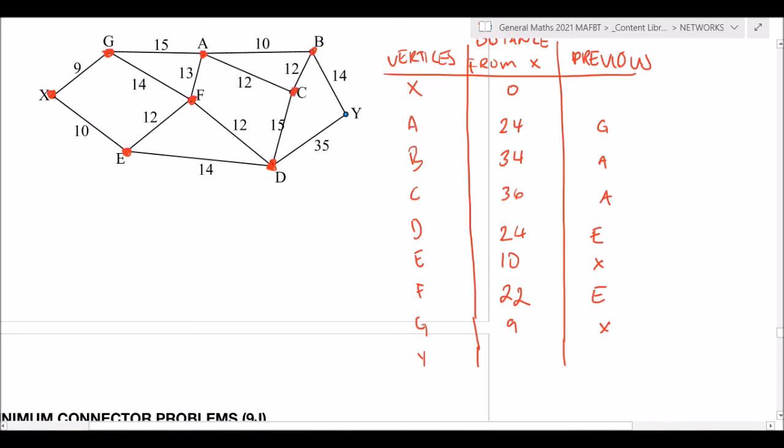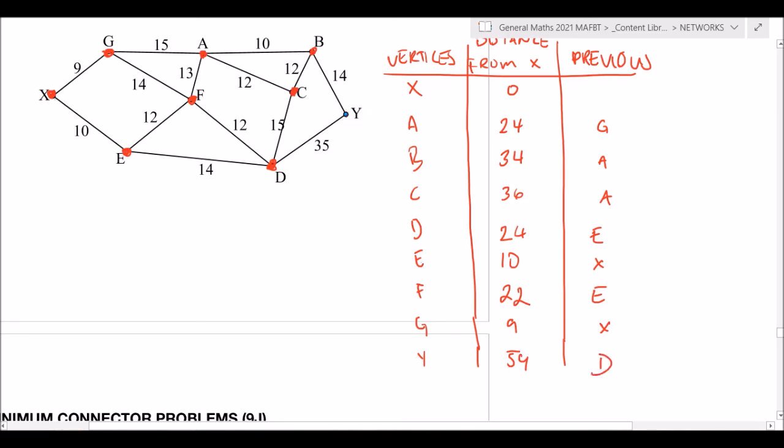But similarly from D, you can also visit C and Y. So from D, you're at 24, to get to C plus 15. So 24 plus 15 would be 39. Well, C's already got 36, so that's already better. So that's fine. The only other one we haven't visited is Y. Well, we're at 24 with D. To get to Y, it's going to be 35. So 24 plus 35 is 59. That'll be from D. That is quite high.